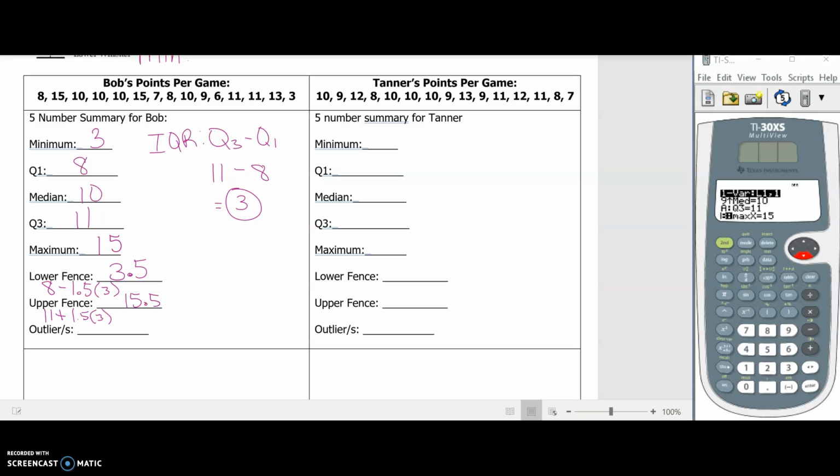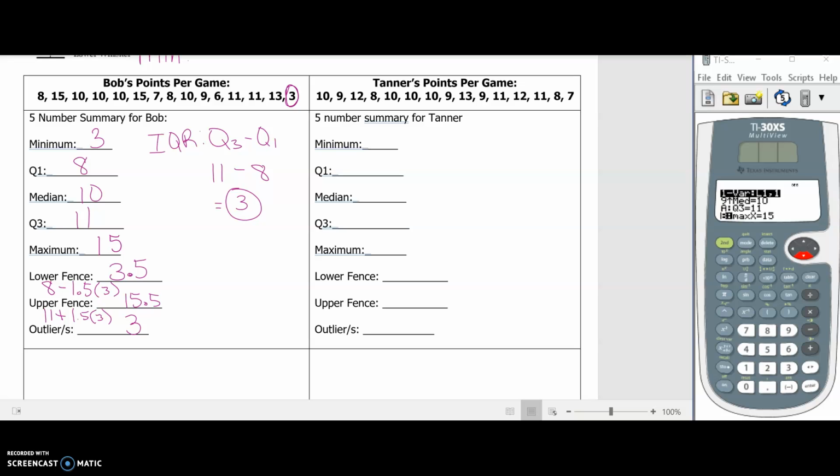So now I'm going to look at my set of data and see, do I have any values that are lower than 3.5 or higher than 15.5? And if there are, then I have those as outliers. Well, looking at the data, I see a number here that is lower than 3.5. So I know that is one of my outliers. Now I look again to see if there are any numbers higher than 15.5, and I do not have any numbers higher than 15.5. So I don't have any other outliers above the upper fence. So I only have one outlier for Bob's points per game.